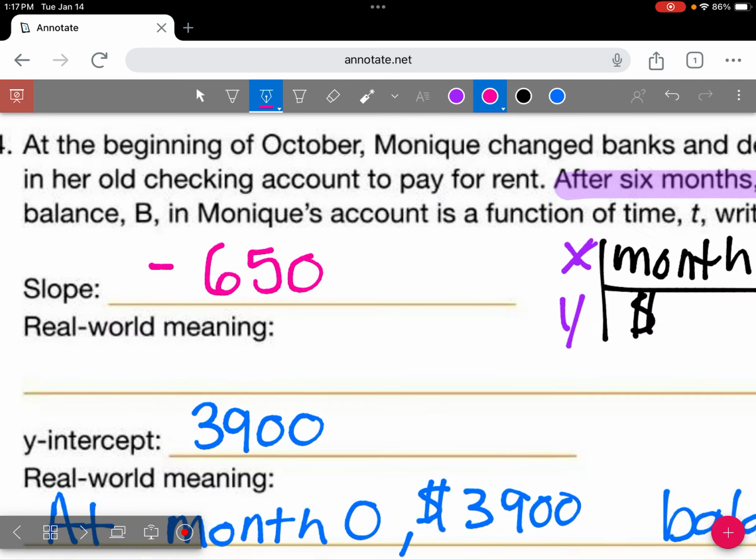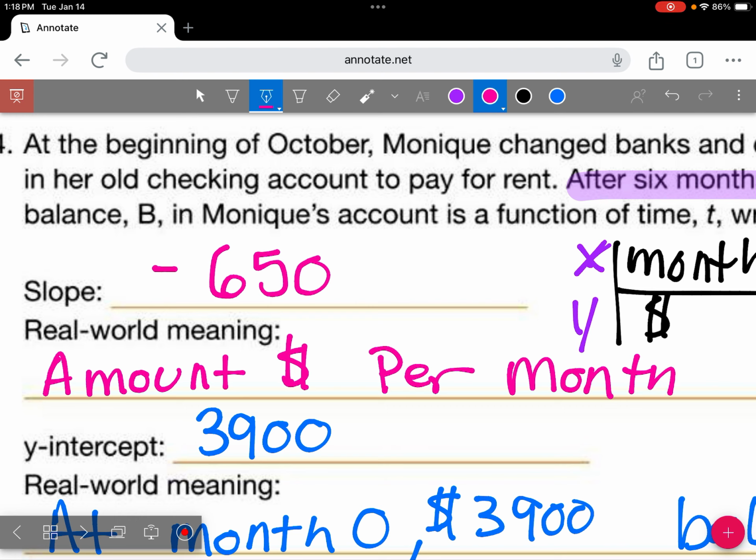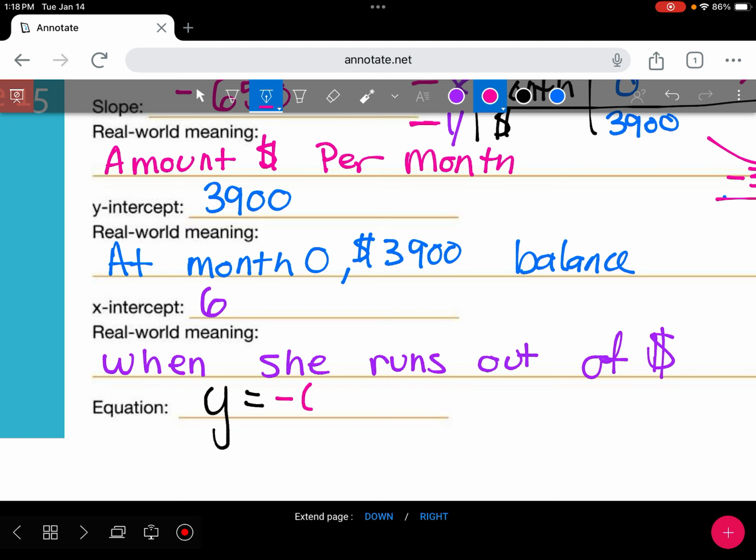So our slope is going to be negative $650, and it's the amount of money per month. So our slope is always going to be y's per x, rise per run, y's per x. It's the amount of money per month spent. So let's write our equation. It's the last one on this one. Y equals. What's it going to be? Negative 650x plus 3,900. Gorgeousness.